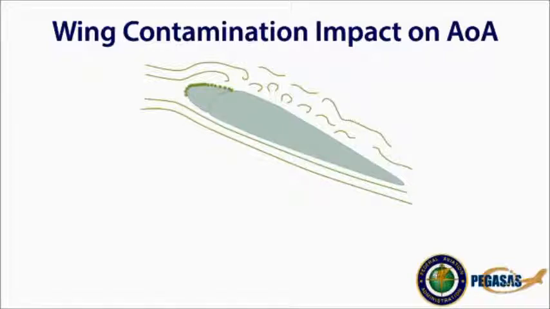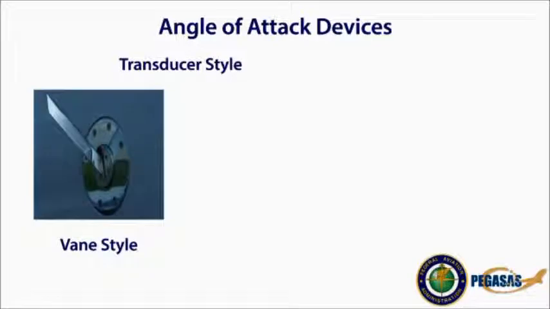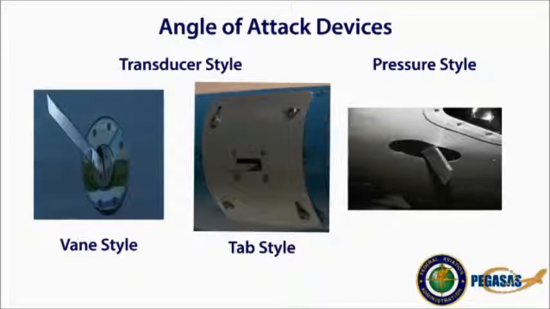wing is contaminated. There are two main styles of angle of attack devices. The first is a transducer style, which can be further divided into two subcategories. One subcategory is a vane style, which rotates to align with the relative wind. The other is a tab style, which measures the stagnation point of the airflow impacting the wing. The other AOA device is a pressure style, which measures the vector of the relative wind by comparing the pressure from two different ports. It is important that you're aware, based on the manufacturer of your AOA device, how the angle of attack is being measured.